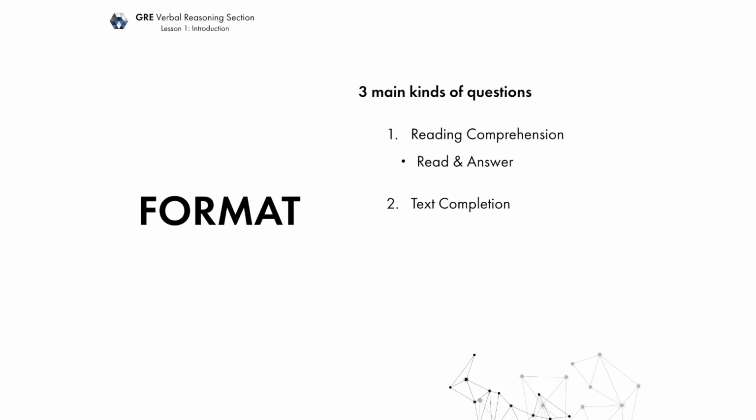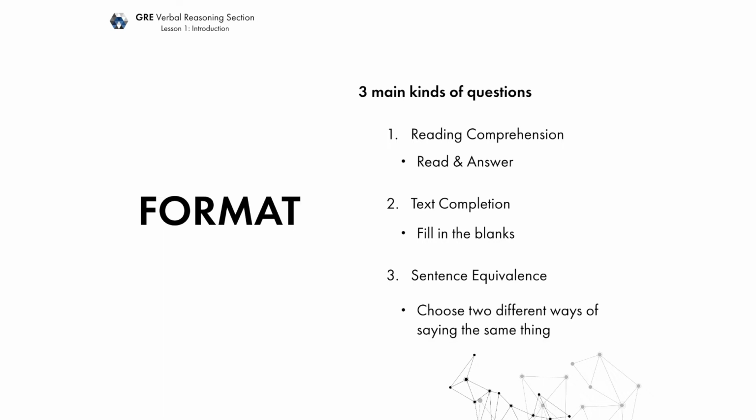Second one is text completion, and that's asking you to fill in the blanks. So they'll give you a sentence with a missing word, and you have to decide from multiple choices which one is the correct word to fill in that sentence and make it correct and fulfill the author's original intent. And then that final third kind of question is what they call sentence equivalence, and that's choosing 2 different ways of saying something. So it'll give you one sentence, and then you have to choose the words to make the second sentence that means just about the same thing.